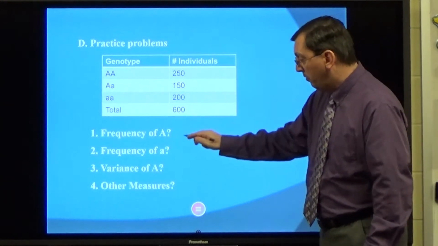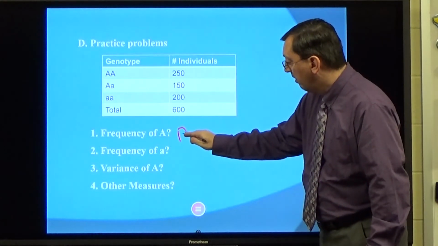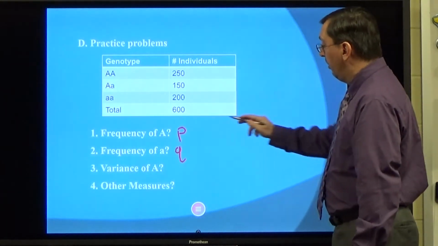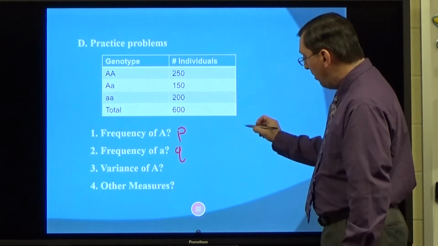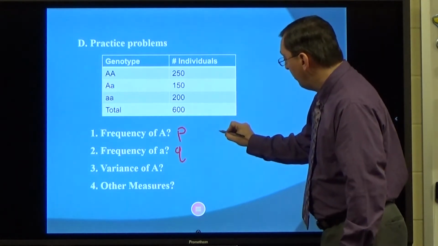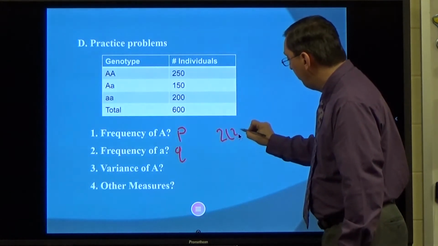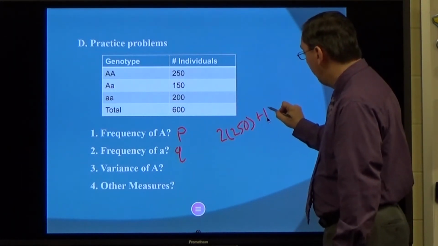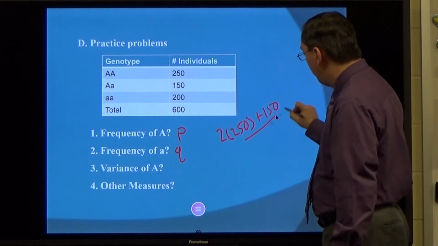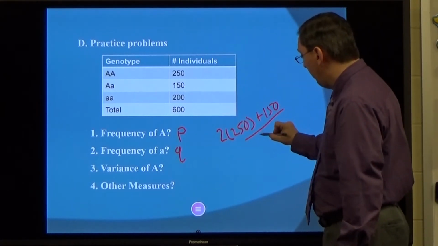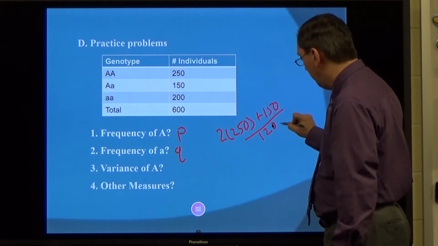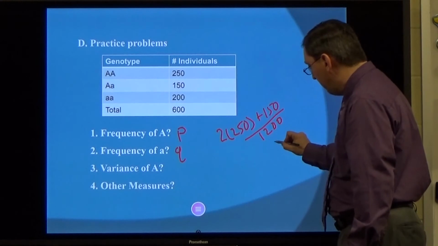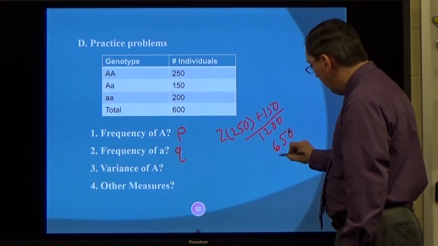Frequency of A. We'll assume this is P. We'll assume this is Q. I'll leave my brackets off for now. So to figure out P here, I'm going to need 2 times the big A. So it's going to be 2 times 250 plus 150, all divided by 2 times 600. So I'll just put 1200 here because that's the number for it. So I can solve this out. That would be 500 plus 150. So it's going to be 650 over 1200.